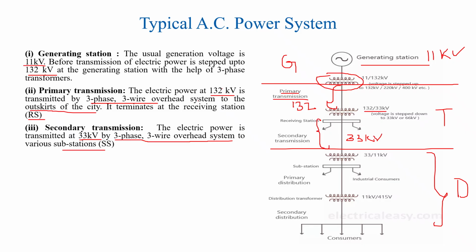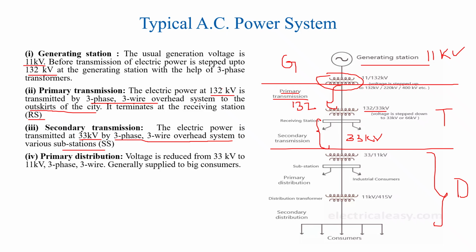At the substation, the voltage is stepped down from 33 kV to 11 kV using a step down transformer, and then it is supplied. Here you can see there are arrow marks.